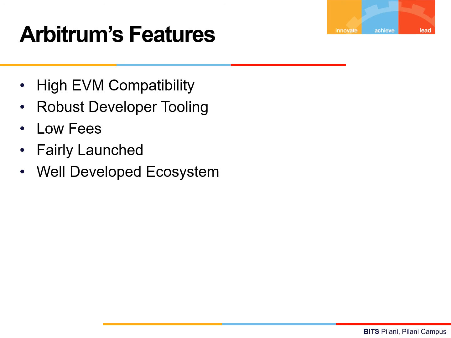Well developed ecosystem. Arbitrum is already working with a wide variety of Ethereum dApps and infrastructure projects, including the likes of Uniswap, Dodo, Sushi, and dozens of others.